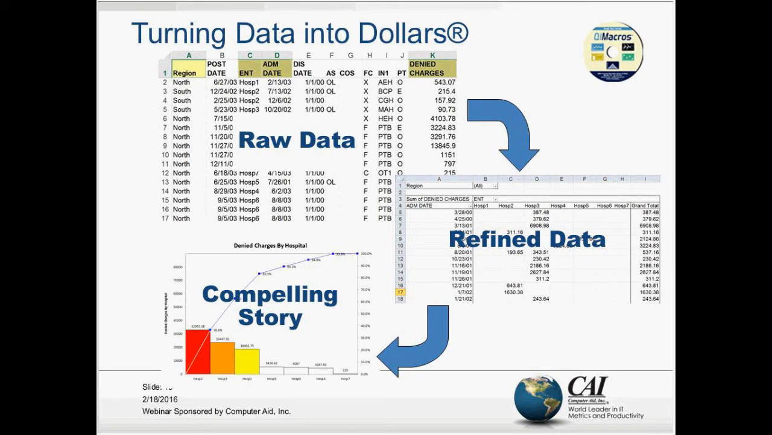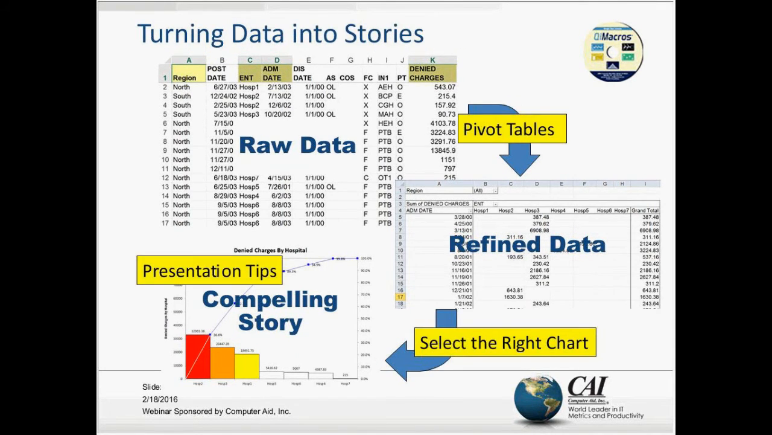Take pivot tables and take that raw data and turn it into some refined data. And then we're going to take that refined data and turn it into control charts and Pareto charts to help us narrow our focus to figure out what's really going on in here. First step, we're going to figure out how to use pivot tables.